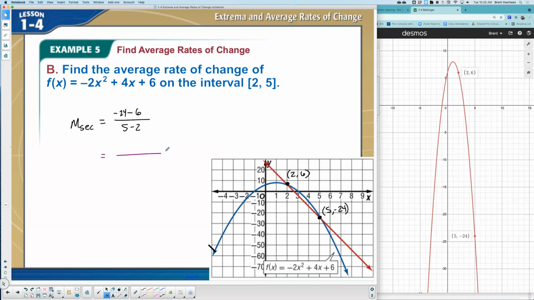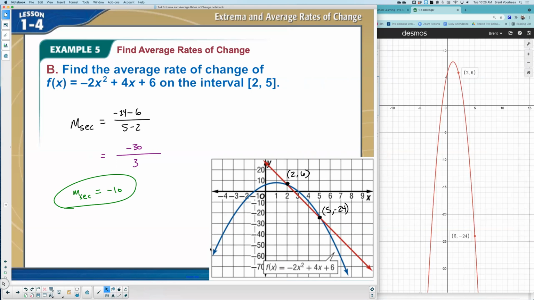What is negative 24 minus 6? Negative 30. And then 5 minus 2? 3. When we reduce, negative 30 divided by 3? Negative 10. That means this will go down 10 units for every 1 unit it goes to the right. Rise over run, their slope is negative 10. That'd be your average rate of change.